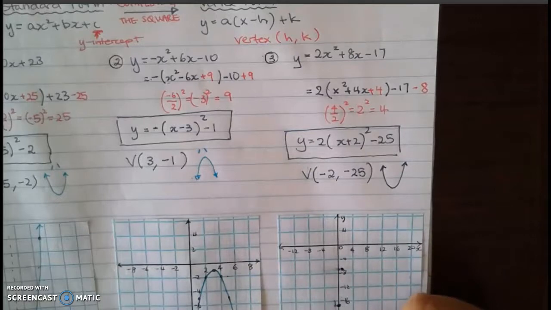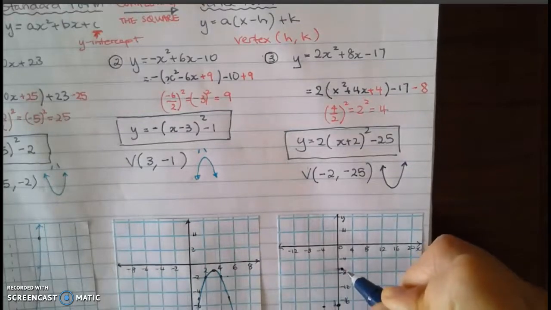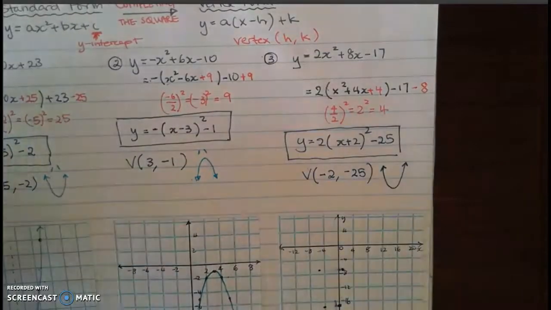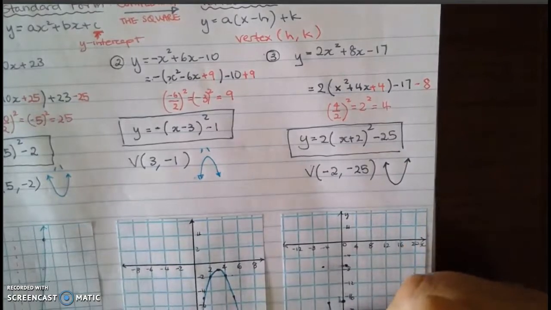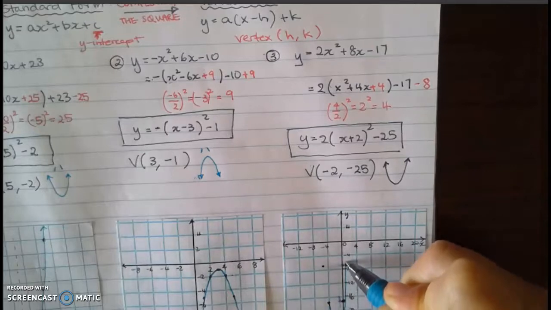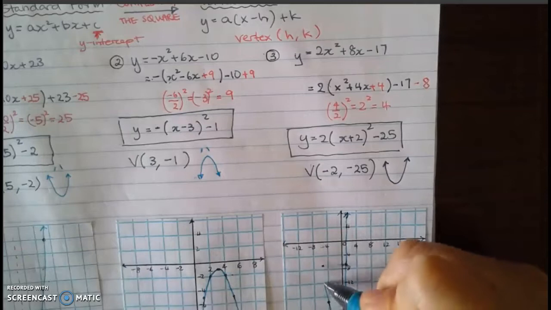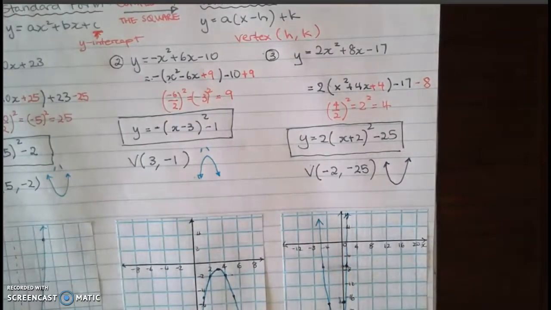Okay, and let's make a symmetrical shape. And then let's join the points. And because of the A being 2, it's being stretched vertically. So it's a much skinnier graph. So that's my graph.